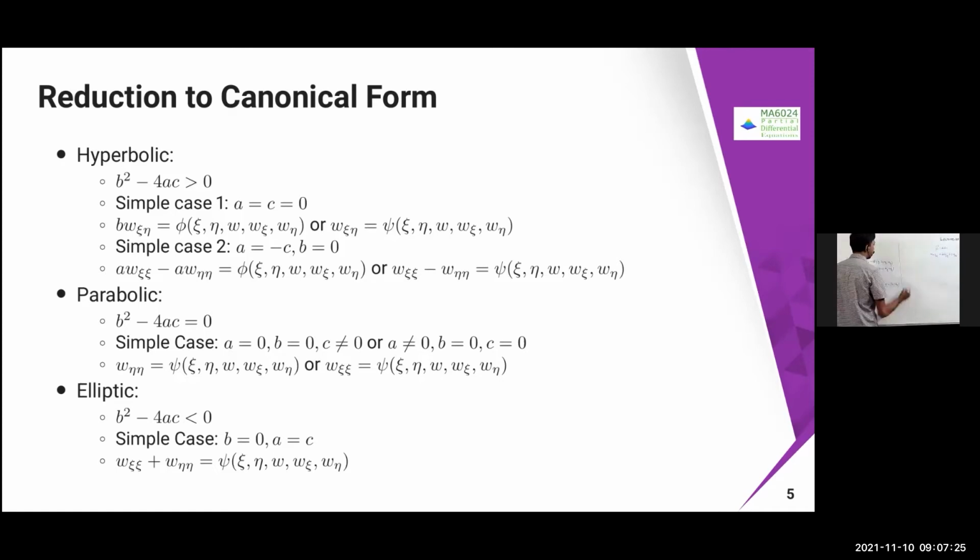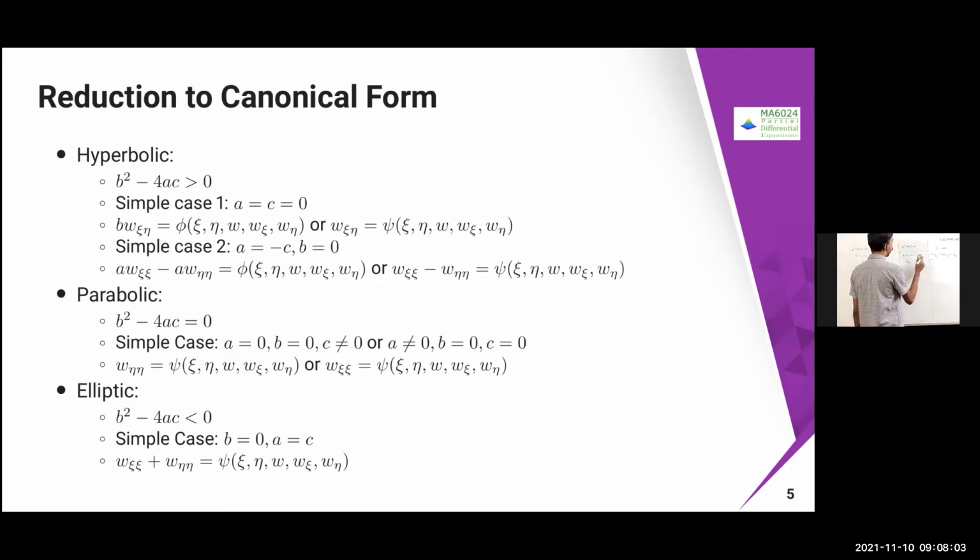Now next one, b square minus 4ac is equal to 0. In this case, once again you can take simple cases. So case number 1 is you can take a equal to 0. There are 2 cases you can take. You can take a equal to 0 and b equal to 0 and c not equal to 0. That means b square minus 4ac is 0, because this is 0, this is 0. So in that case, a is 0, b equal to 0 means w eta eta equal to some psi is going to come.